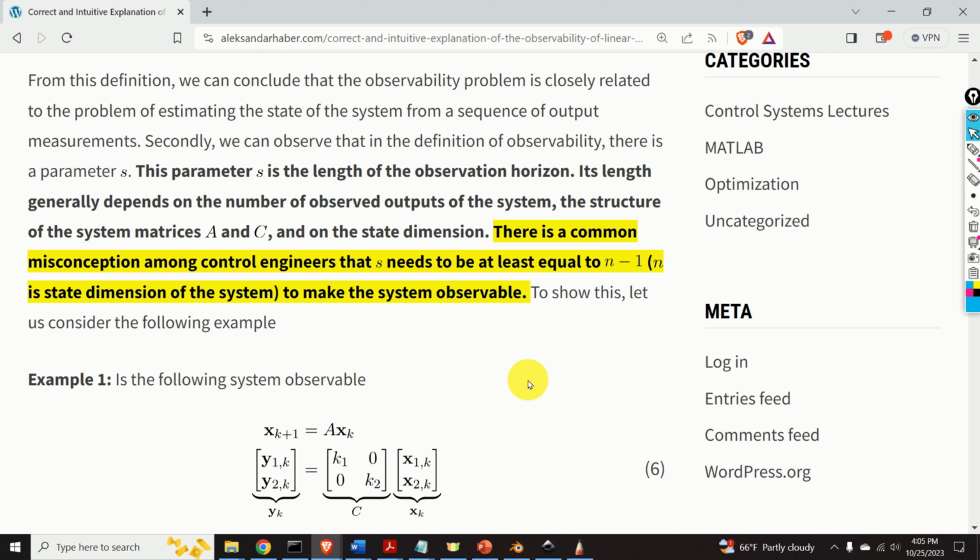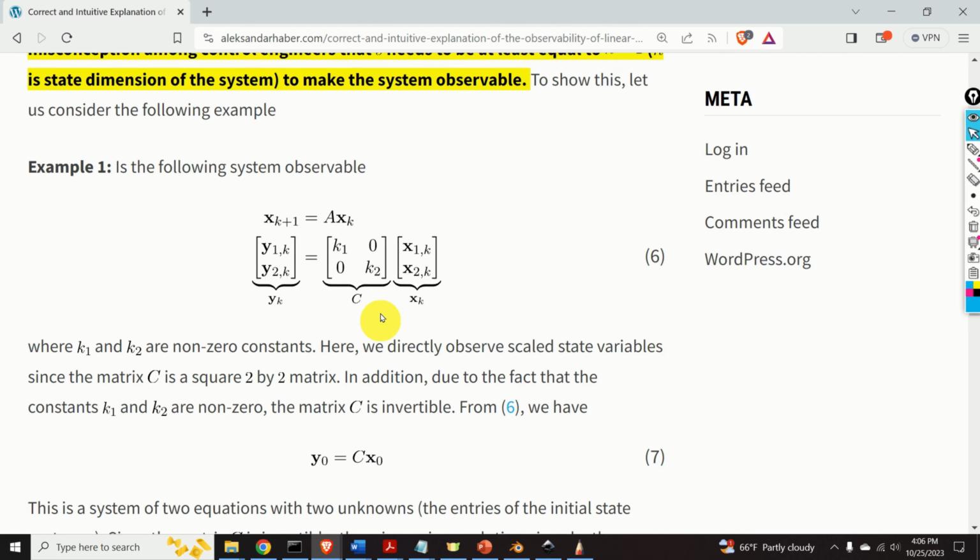There is a common misconception among control engineers that S needs to be at least equal to n-1, where n is the state dimension of the system, to make the system observable. Keep in mind this. A lot of people think that in the general case, the length of the observation horizon S needs to be equal to at least n-1. However, this is a misconception. To show this, let us consider this system.